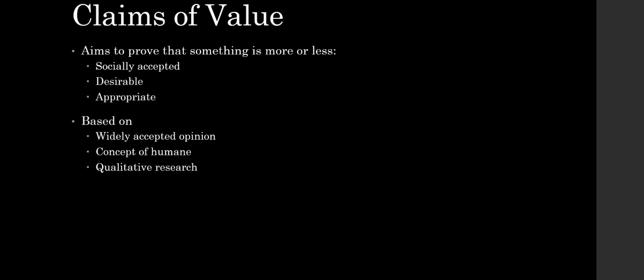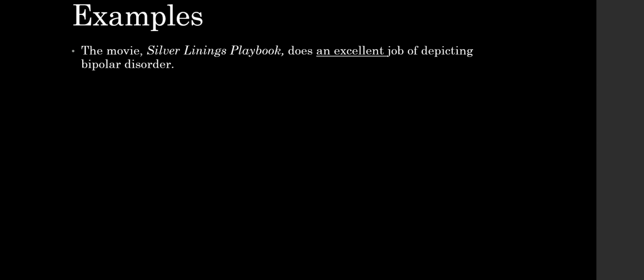A claim of value aims to prove that something is more or less socially accepted, desirable, or appropriate. This is typically based on widely accepted opinion, the concept of the humane, or qualitative research. Ultimately, the question is, what do we value and why should we value it more or less? Here's an example of a claim of value. The movie Silver Linings Playbook does an excellent job of depicting bipolar disorder.